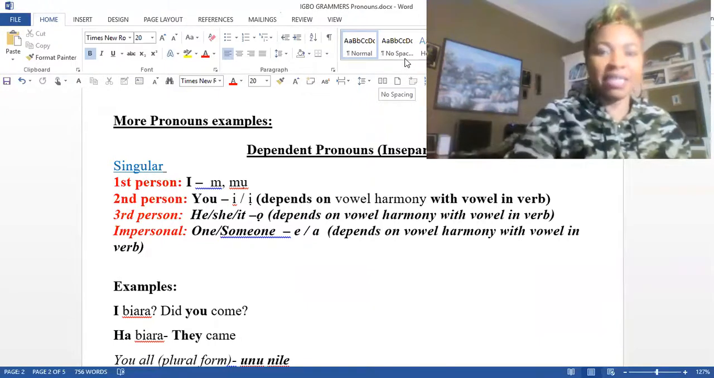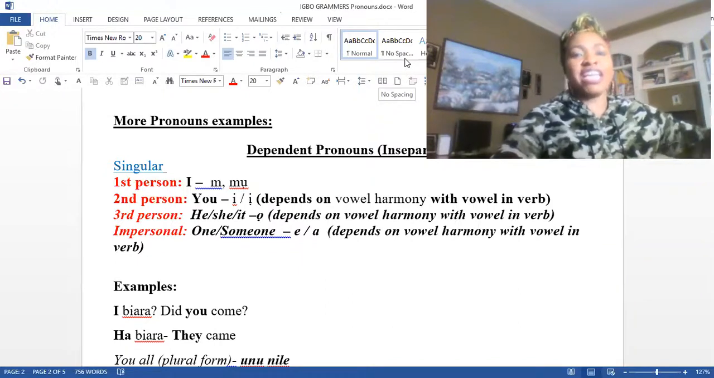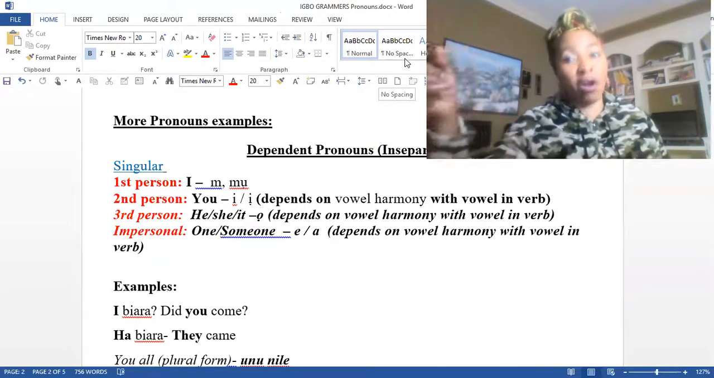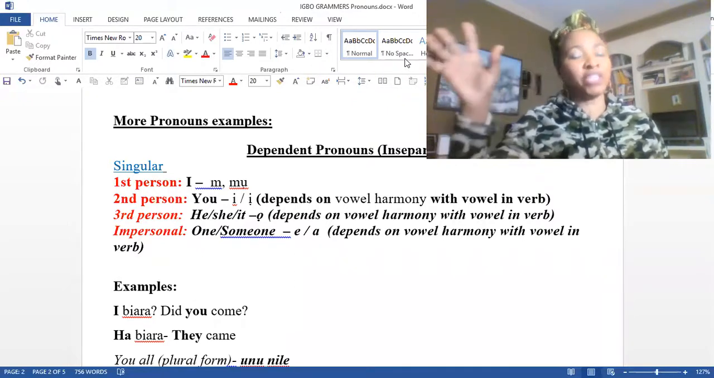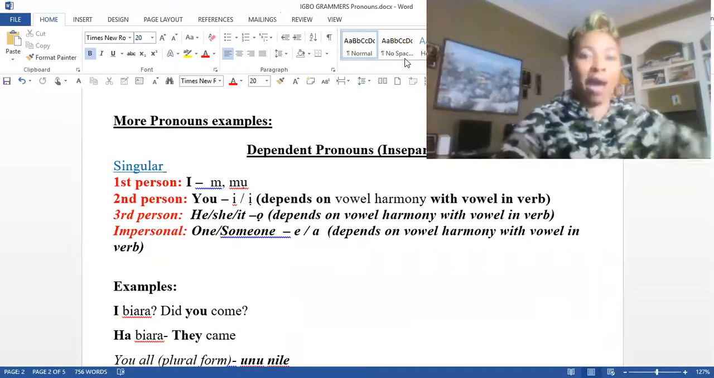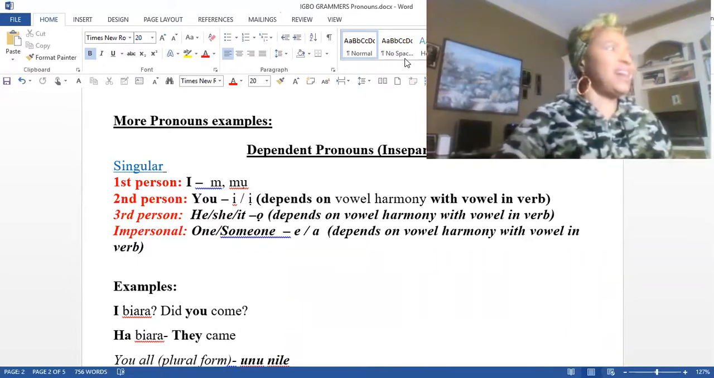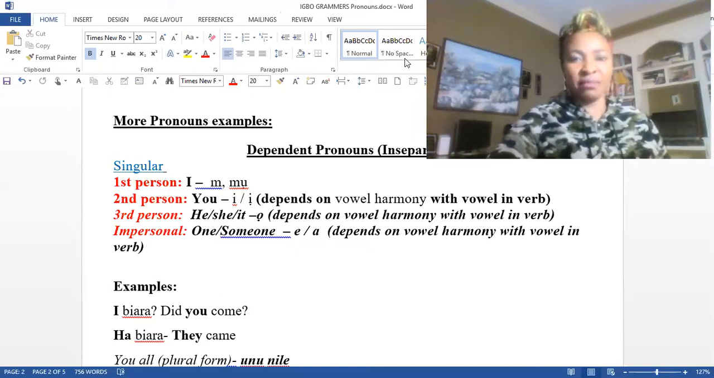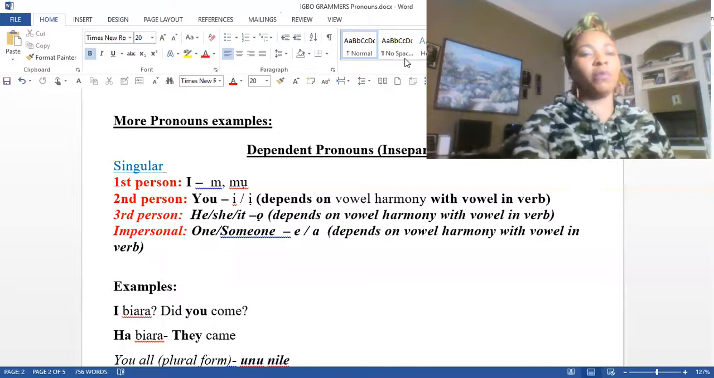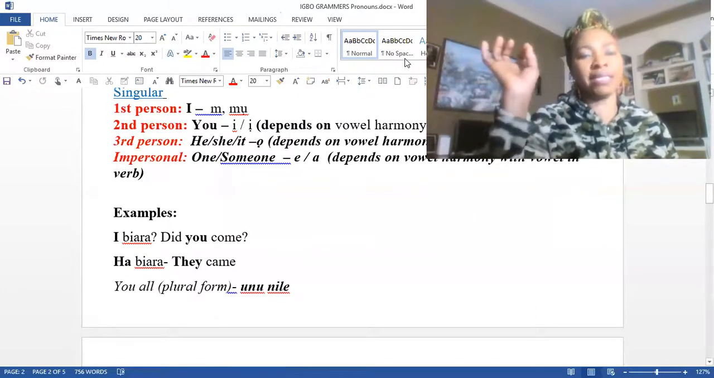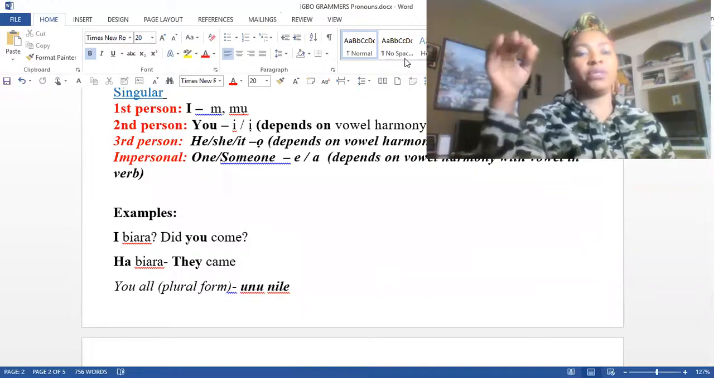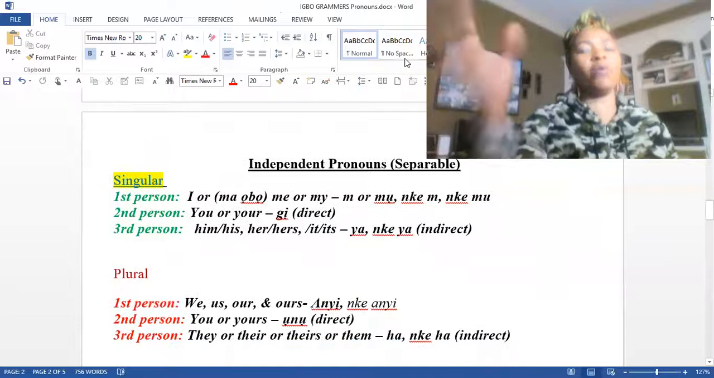The third person is he, she, it. She did it. She did that. Depends on the vowel harmony as well. Impersonal or interpersonal. It's like one thing, or it says someone, somebody. So it depends on the vowel too. Then now let's use the word biara, did you come? Ha biara, they came.